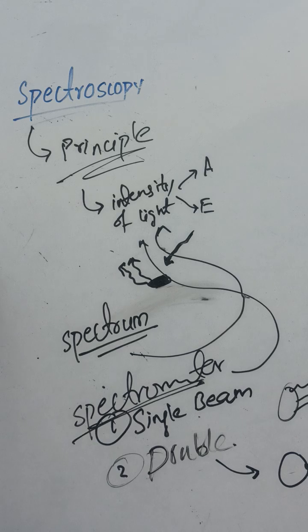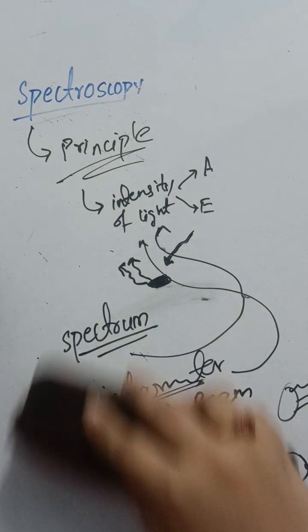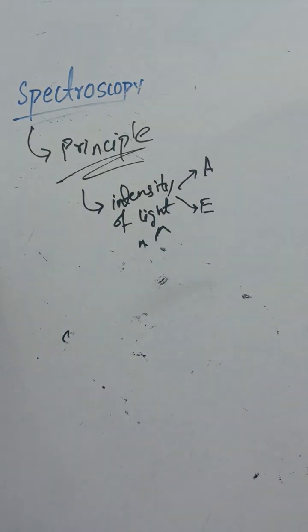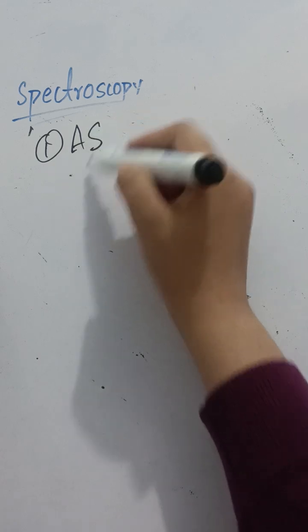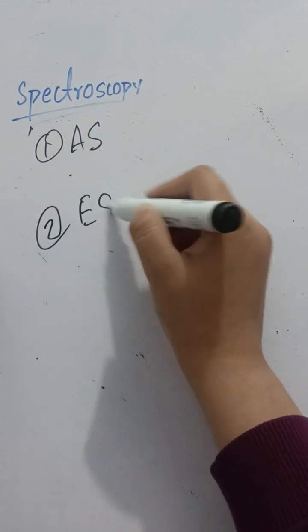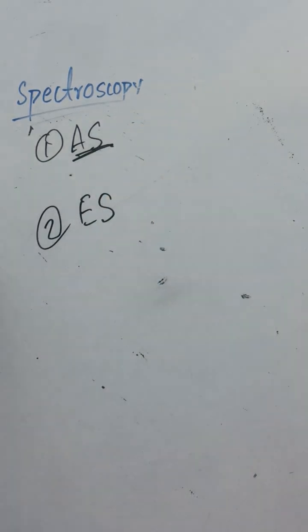Now the last thing that we have to discuss about our spectrophotometry is the types of it. Similarly, it has two types. First is the absorption spectrometry, AS. Second is the emission spectroscopy. In the absorption spectrometry, it is an analytical technique which is used for the measurement of absorption of EMR.